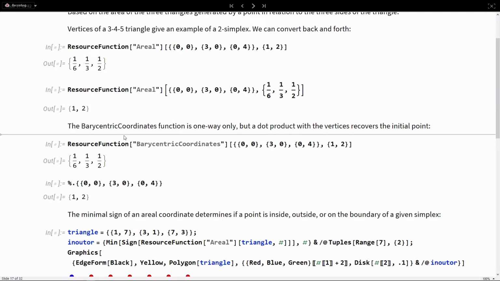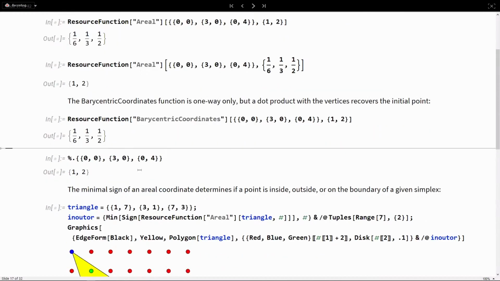This is a resource function. The barycentric coordinates function is the same, except it doesn't have this reversible property. However, with a dot product, here we basically set up the same triangle, same point, and we get the same barycentric coordinates. If we multiply this by the original vertices, we get the point back. So to reverse these, usually you just need to take a dot product.